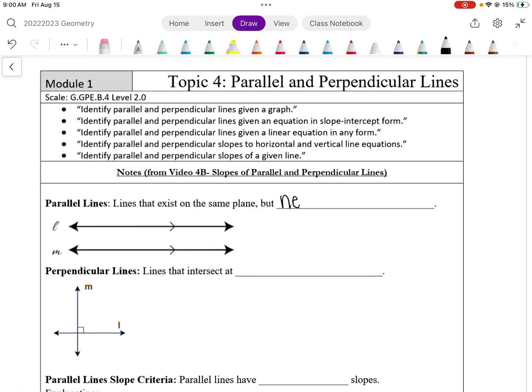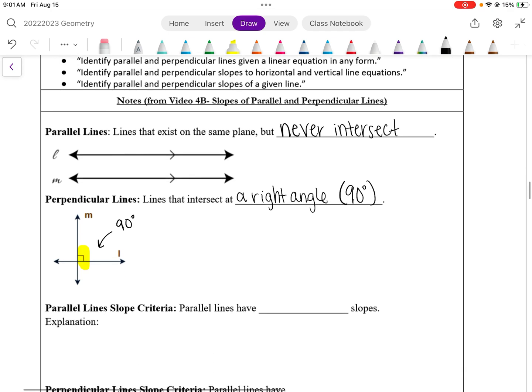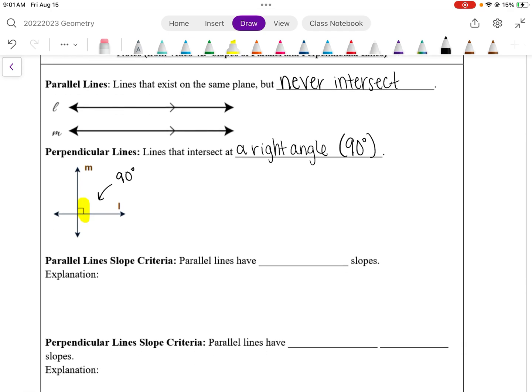So first, let's talk about what parallel lines are. Parallel lines are lines that exist on the same plane but never intersect. So they're never ever going to touch. Perpendicular lines are lines that intersect at a right angle, or you could just say 90 degrees. And just a refresher, if you look at this picture, if you ever see that box, that means 90 degrees. Make yourself a note if you need to.